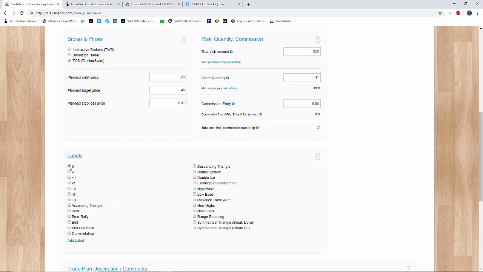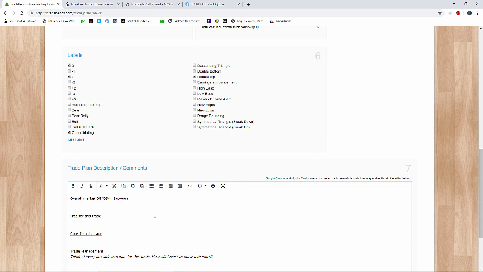Okay, so let's do our labels here. It's a 0. It's a +1 trade. I don't know if it's an ascending triangle, but it's definitely a double top. It is basic. Maybe it's consolidating. Is there consolidation in there? Yeah, it's consolidating. Whatever you want to put in there.